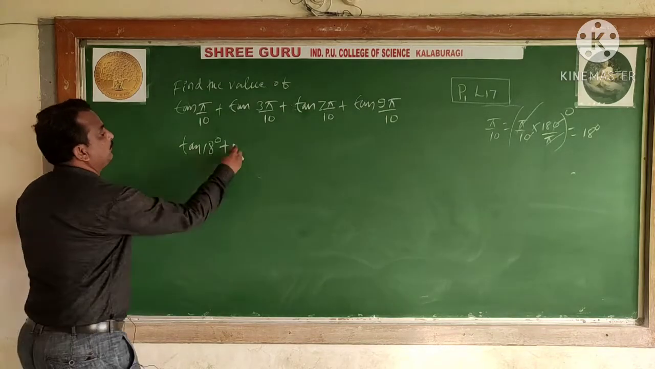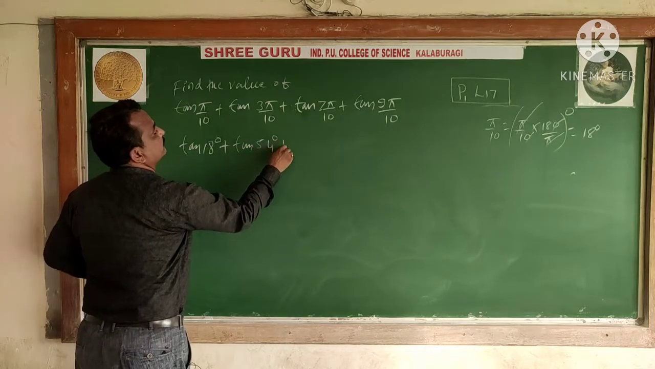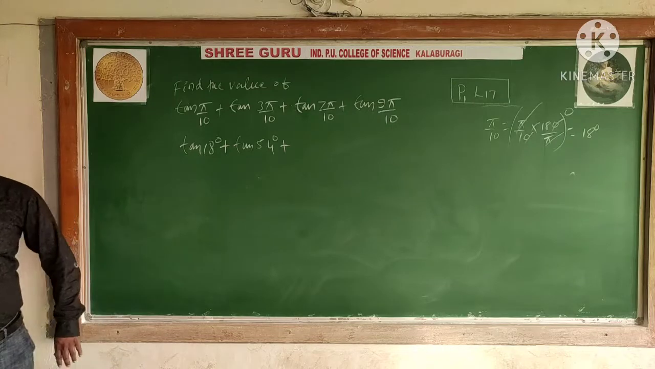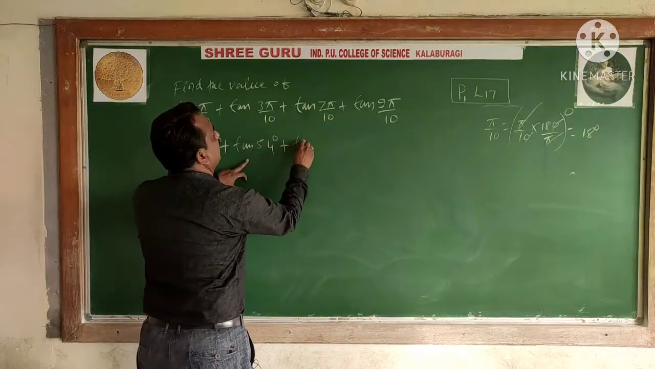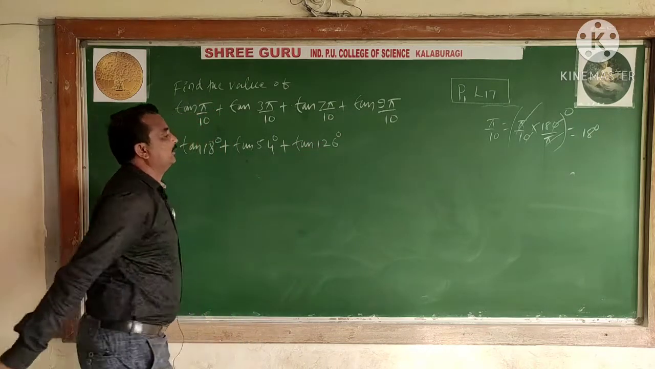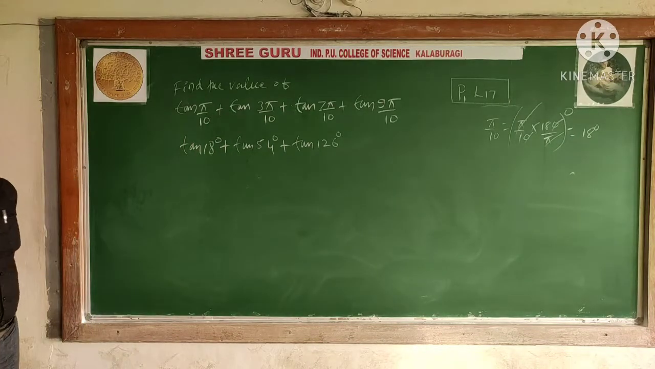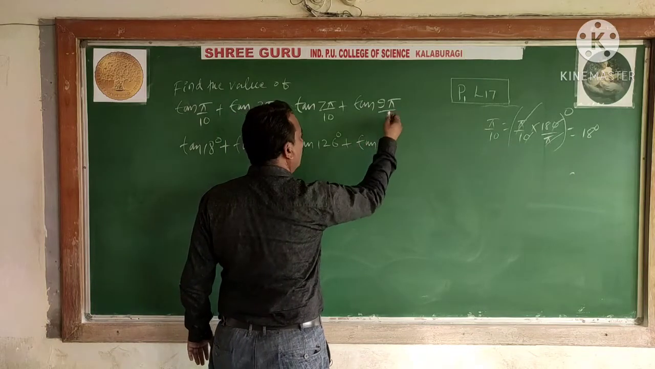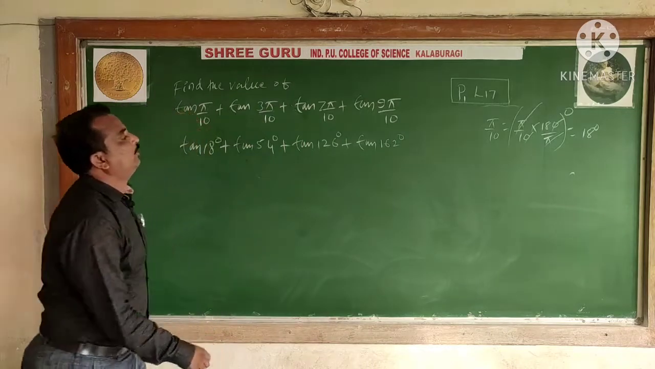See how much it is? 3 pi by 10. Is it 3 into 18? 54 degrees. Then 7 into 18 degrees, tan of 126 degrees. 7 times 18 is 126 degrees. Next, this is 9 into 18 degrees, 162 degrees.